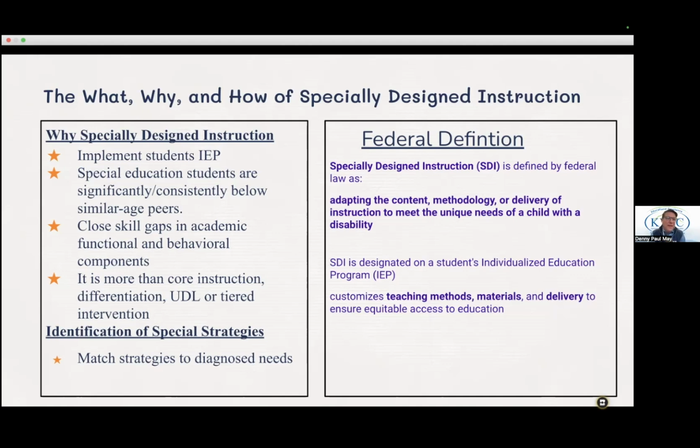It's to close skill gaps in the academic, functional, and behavior components of the IEP. It's more than core instruction. It's more than differentiation. It's more than universal design, and it's more than tiered intervention. And our whole job as a special ed teacher, it's easy to say this, I don't know if you could ever say that in one sentence, but our main job, our most important job, is to be able to match tried and true strategy with diagnosed needs. It's being able to provide the student with what they need at the time that they need it.